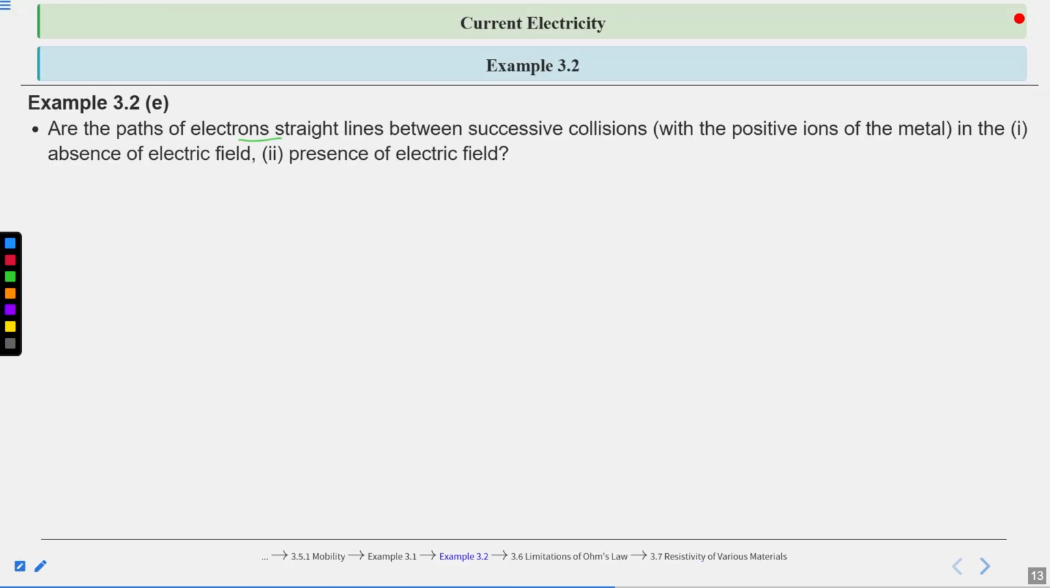Are the paths of an electron between two successive collisions a straight line? Are the paths of electrons between two successive collisions with the positive ions of the metal a straight line in two cases, in the absence of electric field or in the presence of electric field? In the absence of electric field, electrons possess thermal speeds, so their path is a straight line. But is it a straight line in the presence of electric field?